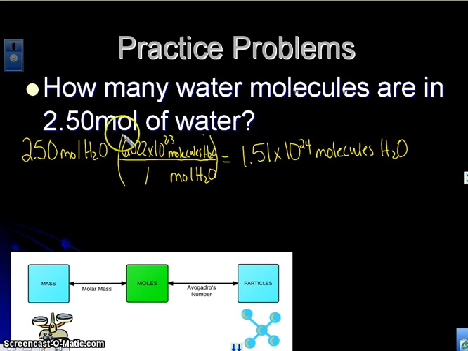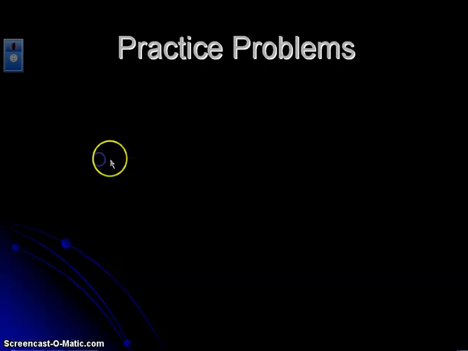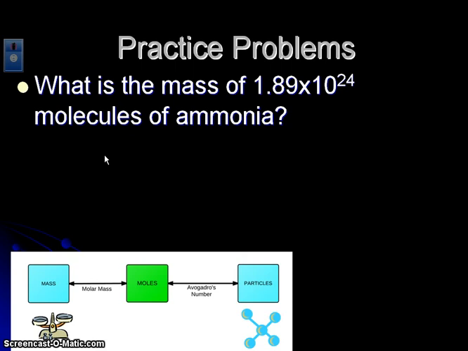Let's take a look at a couple more things here. Let's look at another problem. If we have our flow chart, if we know how to convert from mass to moles, and then from moles to particles, and vice versa, particles to moles, and then moles to mass, we can use that information to go between mass and particles. So if you look at this problem, it's asking us, what is the mass of 1.89 times 10 to the 24th molecules of ammonia?